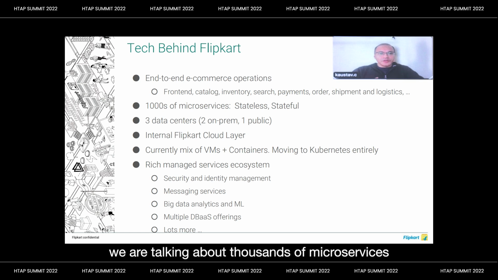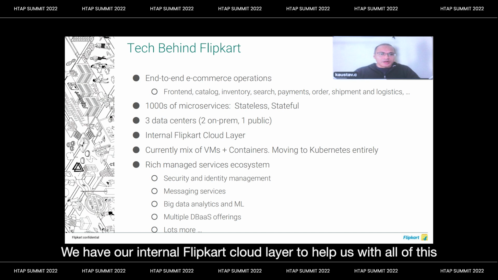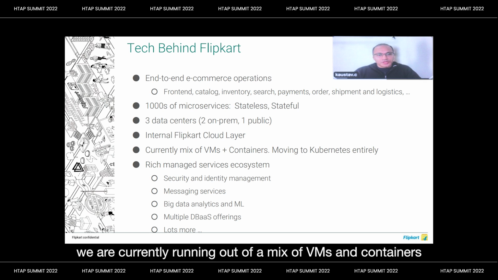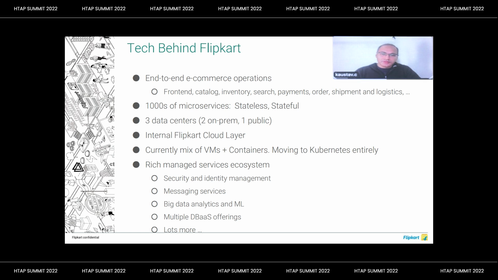So net, we are talking about thousands of microservices, stateless and stateful. All of this runs out of 3 data centers, 2 of which are on-prem owned by Flipkart, and we use one public cloud. We have our internal Flipkart cloud layer to help us with all of this. And at the IaaS layer, we are currently running out of a mix of VMs and containers, but internally we are moving entirely to containers.